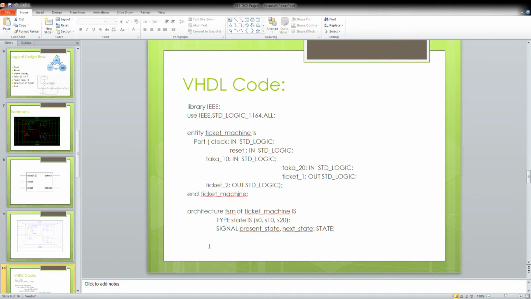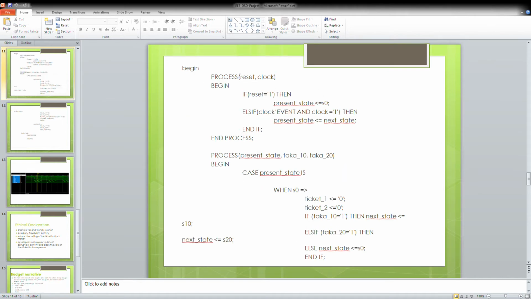Now the Verilog code. This is our code, and here we can see we have started and ended the entity and the architecture. This is a Mealy type machine, so we stated the type and signal present state. This is our present state and the signal state we declared, and the process is reset and clock. If reset is 1, then present state is s equal to s0, so we go to the beginning state and end the process. Now we are going to process taka 10 and taka 20.